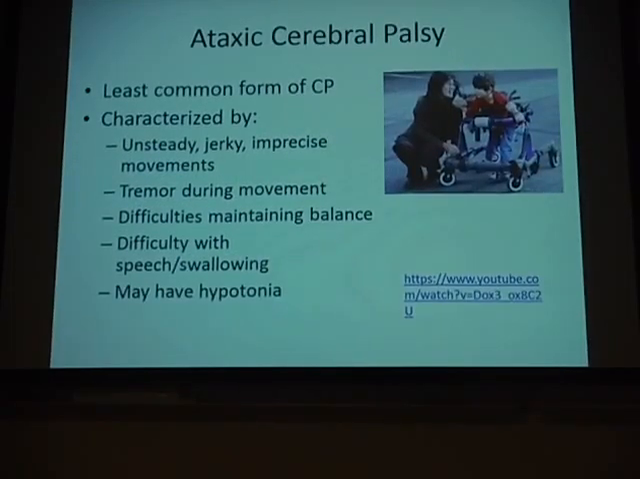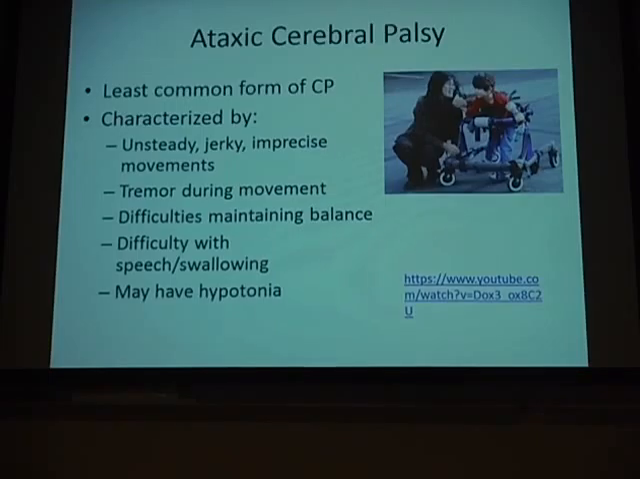So one of the disorders you may have already seen in either med lectures or your PEDS class is ataxic cerebral palsy. This is one of the least common forms of CP. I think it is the least common form. About 10% of CP cases are considered pure ataxic cerebral palsy. And it's defined by symptoms of jerky movement, or unsteady or imprecise movements, tremor during movement, again, not a resting tremor, tremor during movement, problems with balance, often problems with speech and swallowing.